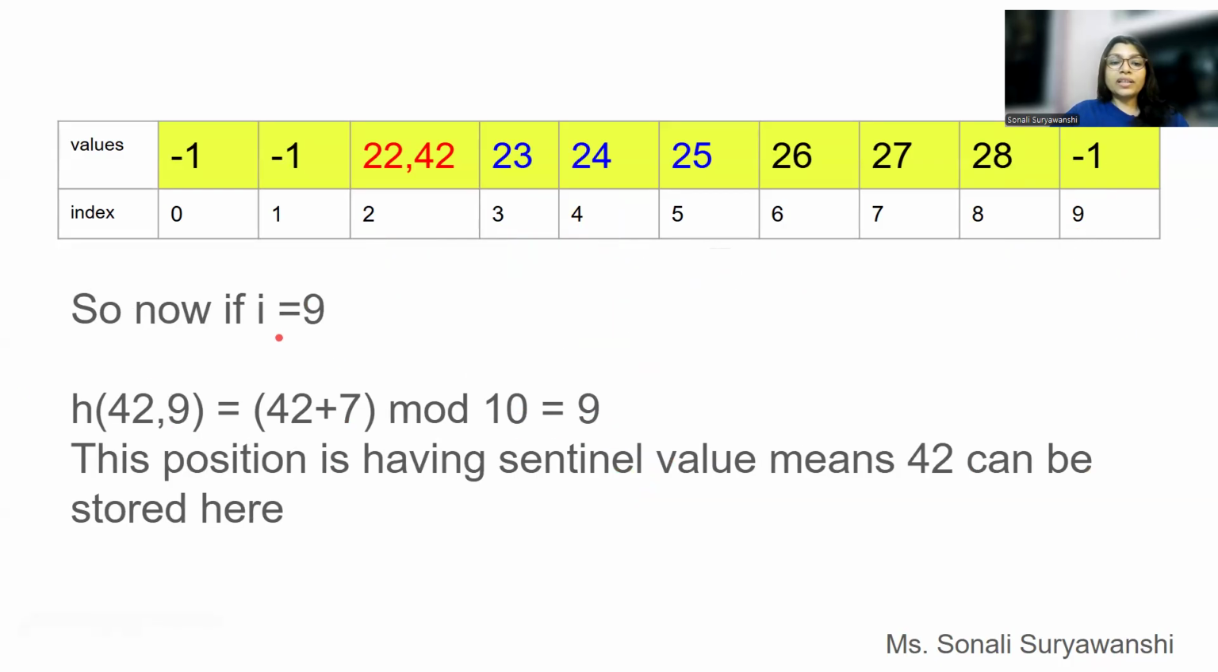So here, when the I value is 7, sorry, again there is a mistake. This should be 7. So I is 7. So 42 comma 7. So what is 42 comma 7? It is 42 plus 7 mod 10. So 42 plus 7, which will become 49. And 49 mod 10 is the index value 9.